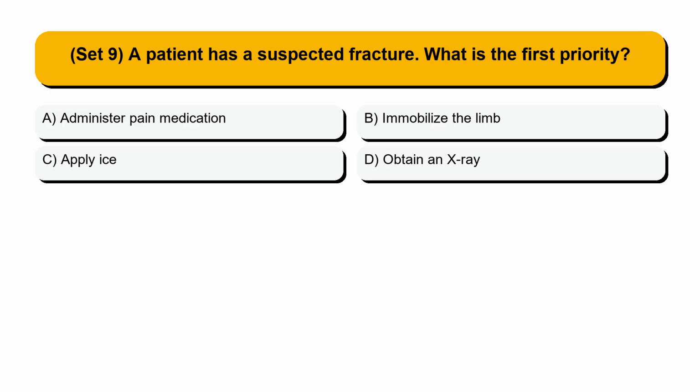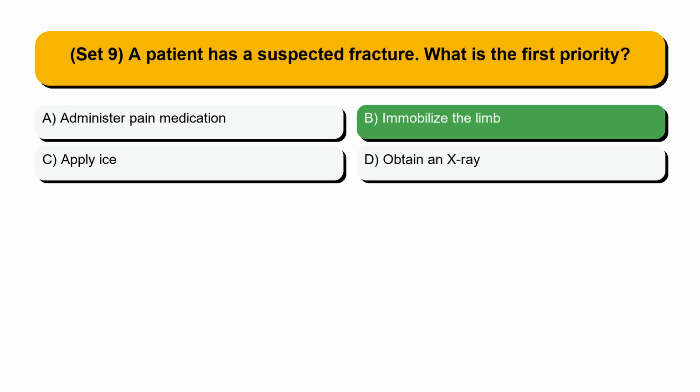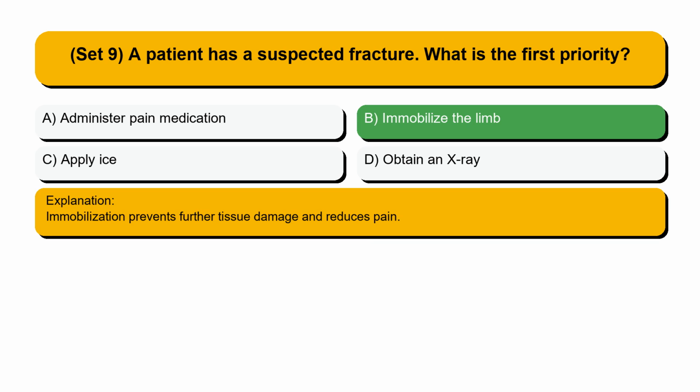Question 9. Set 9. A patient has a suspected fracture. What is the first priority? Option A, administer pain medication. Option B, immobilize the limb. Option C, apply ice. Option D, obtain an X-ray. The correct answer is option B, immobilize the limb. Immobilization prevents further tissue damage and reduces pain.